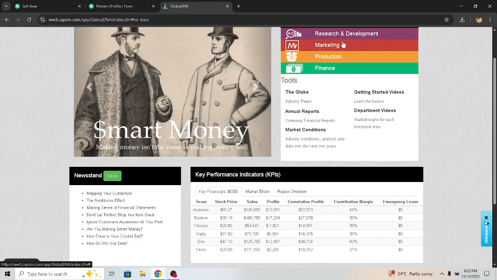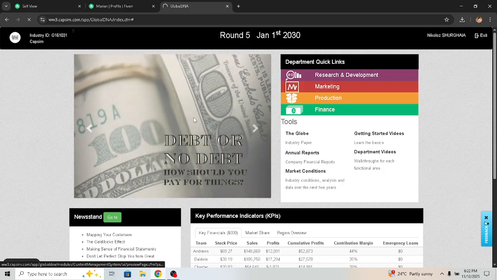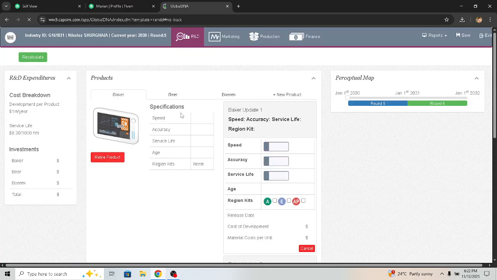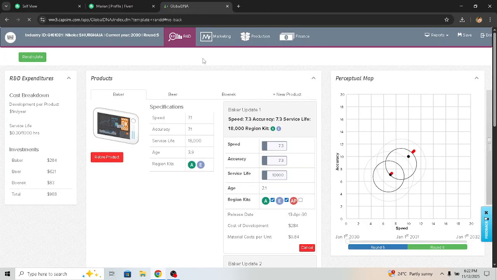So first thing first, we are going to start with research and development, which is our first page. So clicking on research and development, we have several key areas that we need to look at. After research and development, you are going to marketing, production, and then finance.